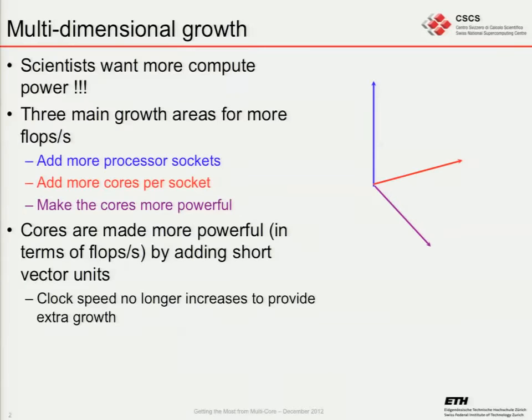Okay. So, scientists want more compute power. They also want the right results, which always gets in the way of getting faster code, but anyway. So there are three main growth areas for flops. One is add more processor sockets.